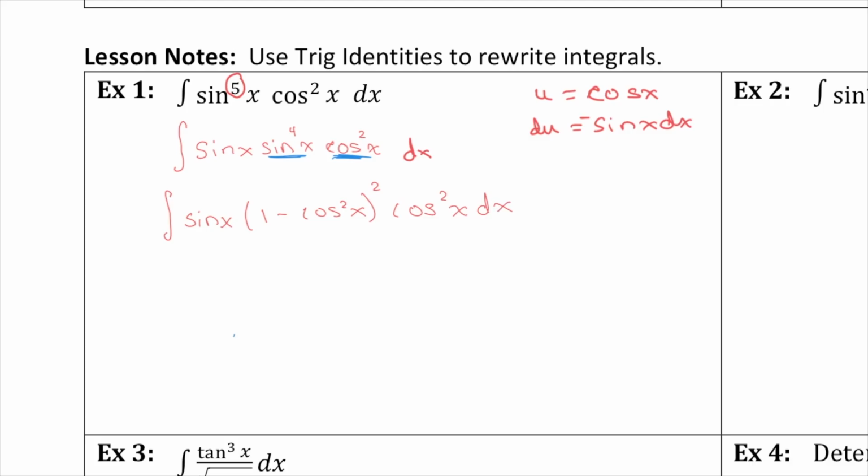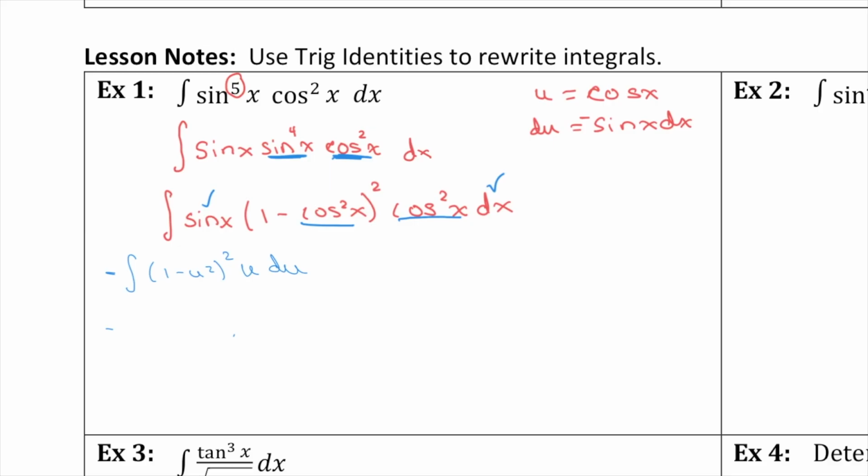So now let's take a closer look. We have cosine, which can be replaced with u, another cosine that can be replaced with u, and then our du could be negative sine dx. So let's rewrite this problem. We have the negative integral 1 minus u squared, quantity squared, u du.